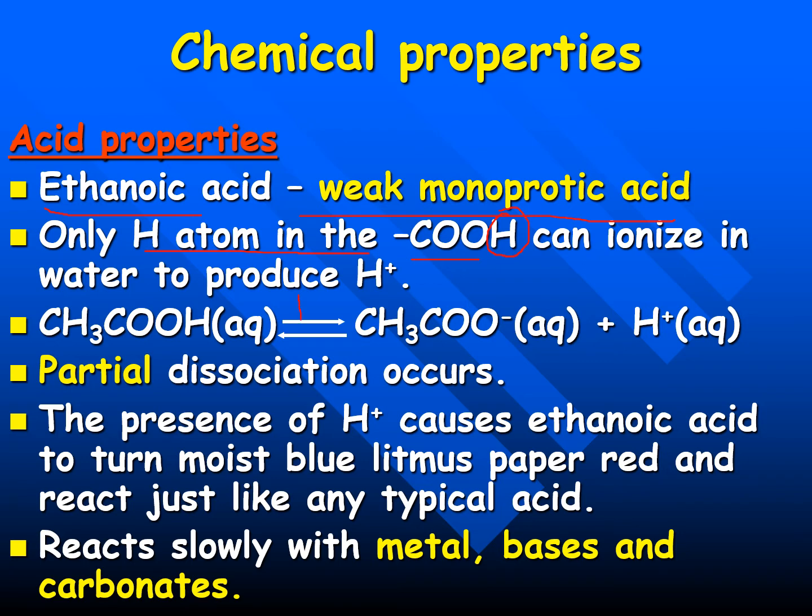That's why if we draw arrows forward and backward, it shows partial ionization occurs with a weak acid to produce H plus ion. So partial ionization or partial dissociation occurs. The presence of H plus causes ethanoic acid to turn moist blue litmus paper red. So it reacts just like any typical acid. A typical acid will react with metal, bases and carbonate. So it is the same as before, but we will look at them one by one.